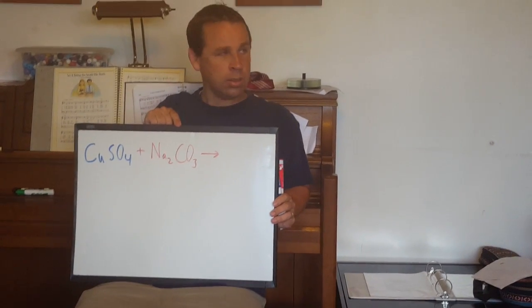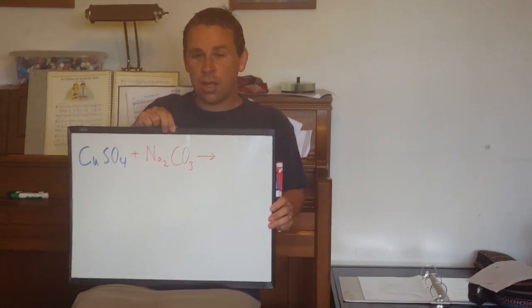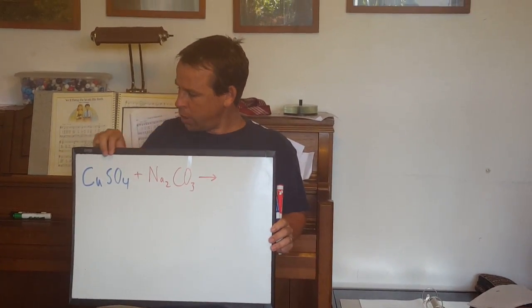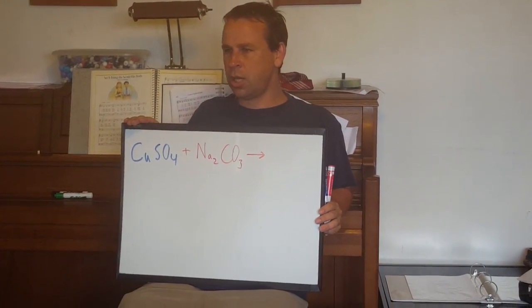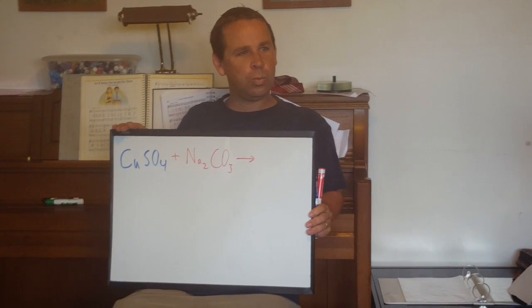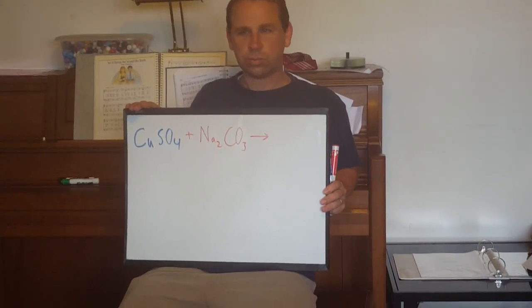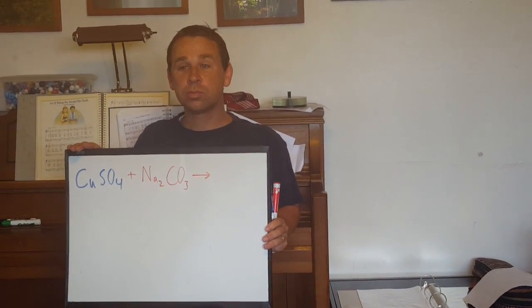How about this one here? It's ionic as well. Very good. Two ionic compounds. Does anybody remember this one when I showed it to you guys? Well, yeah, it creates copper. I think it creates like copper nitrate.